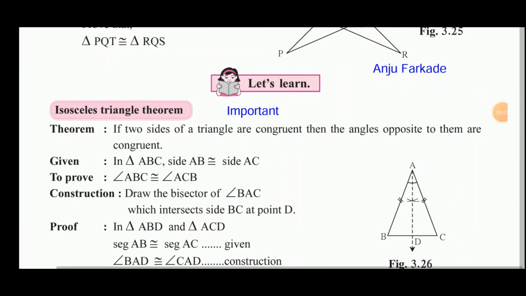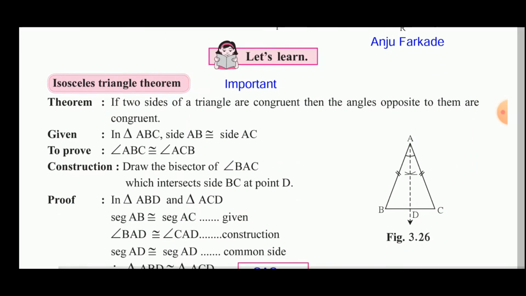Good morning, students. Let us next see the isosceles triangle theorem. The statement of the theorem is, if two sides of a triangle are congruent, then the angles opposite to them are congruent. So in triangle ABC, side AB is congruent to side AC. Now we have to prove that angle ABC is congruent to angle ACB.